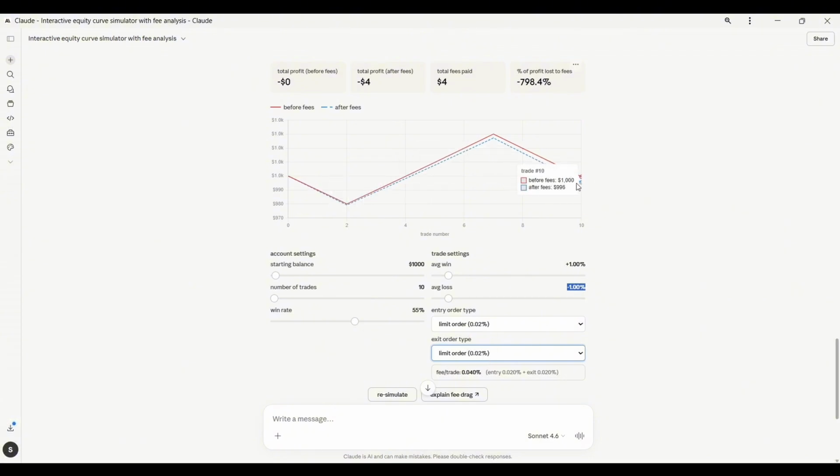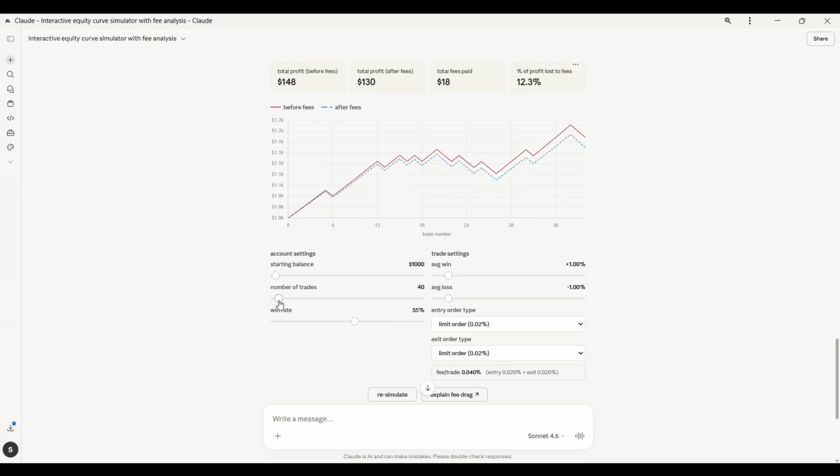If we were to compare the two, the difference in profit is not really that much. So after trade number 10, before fees, I would be break even. After fees, I would be down $4. So at first glance, it's like, oh, it's not that big of a deal, right? It's only 0.02%. Not that big of a deal.